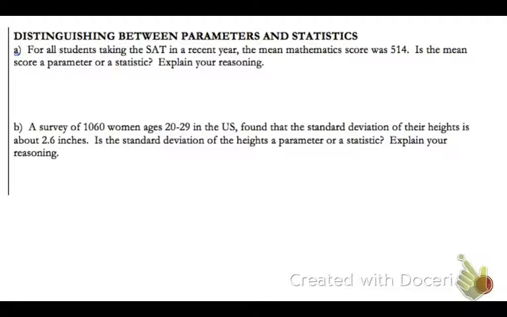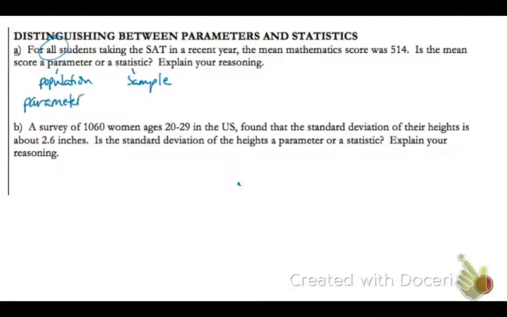So remember, a parameter is a numerical description of an entire group that you want to find information about. A population, a statistic, is a numerical description of just a subset of that population. So the key word that I see is all. All the students taking the SAT. And that's the group that's mentioned. So this would be a parameter because it is a numerical description describing all of the students who took the ACT. So it's describing the population.